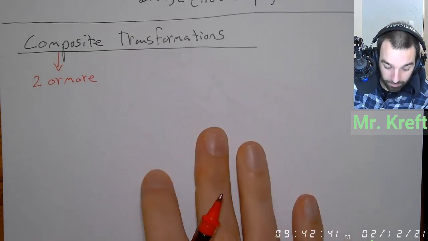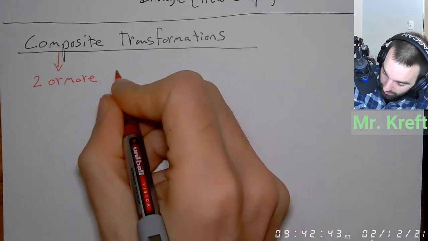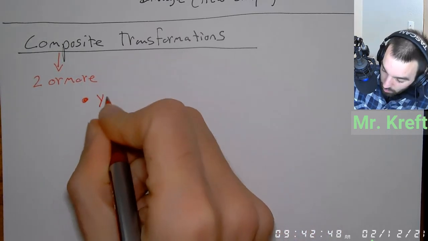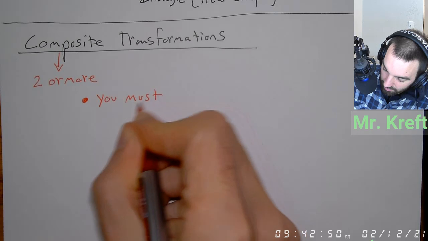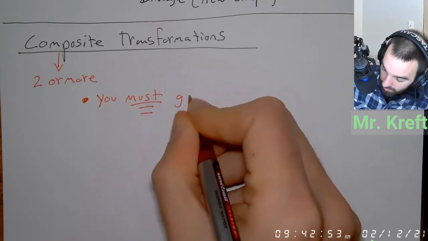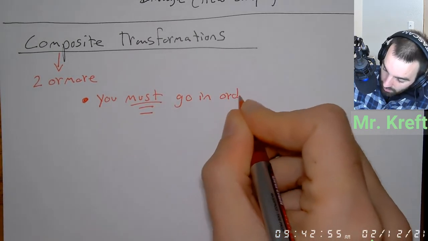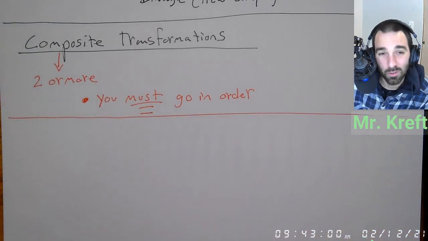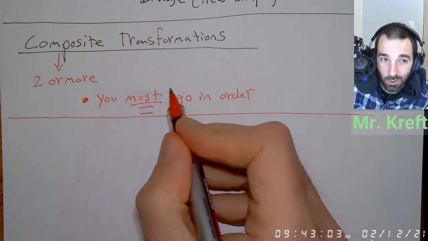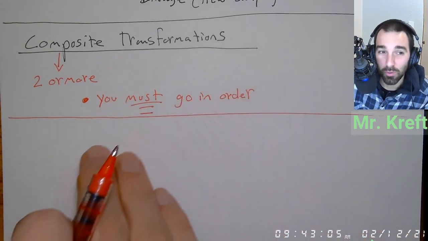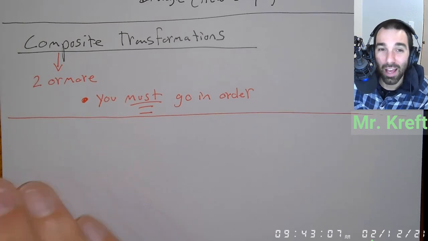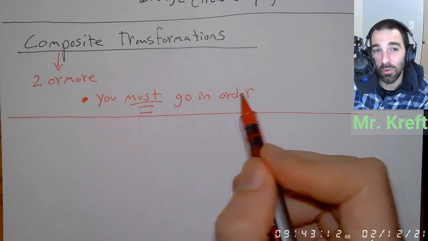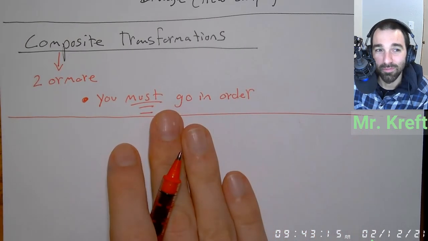Now, the only key I want to point out with composite transformations is that you must go in order. Sometimes students say, oh, I'll just do the one that's easiest first. You can't do that. You have to go in order. If it says transformation 1, then transformation 2, you have to do the first one first. That's really the biggest takeaway here. You have to go in order.